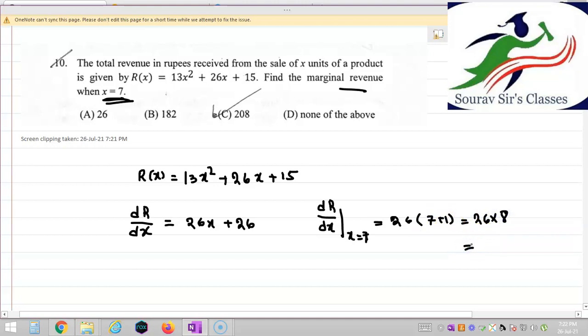If we multiply 26 with 8, I will get 8 times 6 is 48, 4 carry over. So 2 into 8 is 16 plus 4, that is 208. So 208 is our correct option. You can see that 208 is our option C. So option C is our correct option, right, students? So we have solved the question number 10. It was an easy question, right?